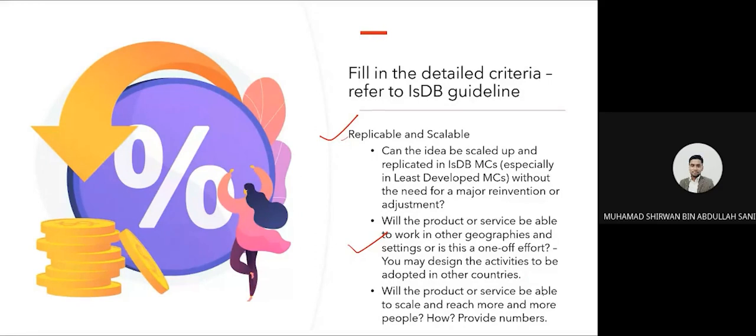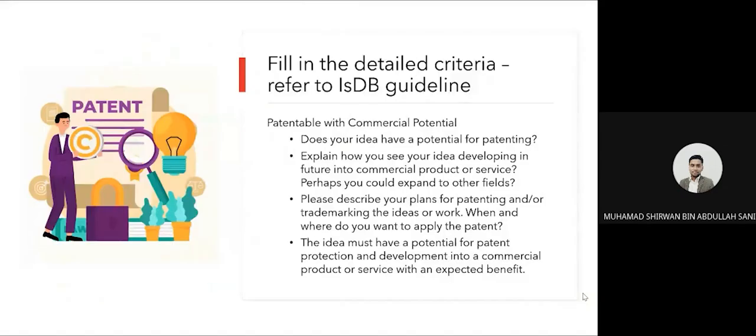Okay, and then will the product or service be able to scale up and reach more and more people? How? Okay, so in this case, you need to provide numbers. What do I mean by numbers? You can provide any data from any publication or even from any online information, and provide those numbers to support your proposal. Okay, we cannot simply state that this percent of people will receive this, but you need to provide evidence as well.